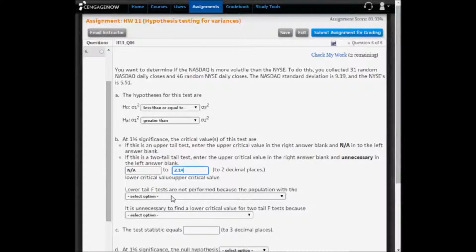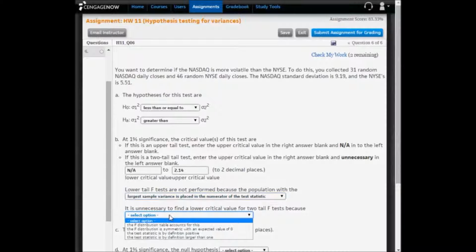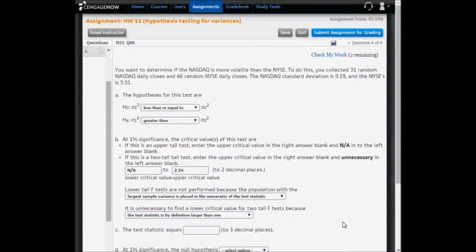The lower tail F tests are not performed because the population with the largest sample variance is placed in the numerator of the test statistic. It is unnecessary to find a lower critical value for the two-tailed F test because the test statistic is by definition larger than 1. I've got to reiterate that point over and over.